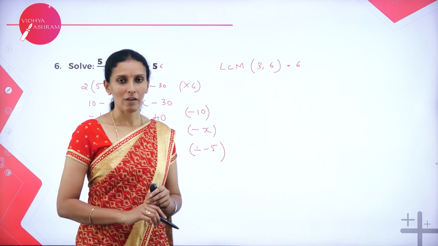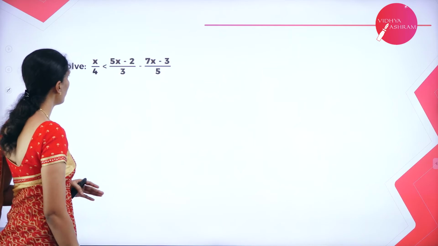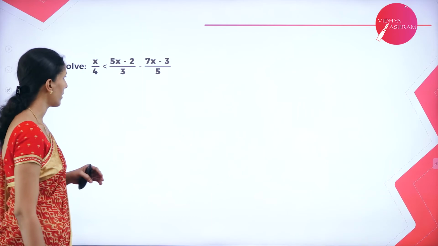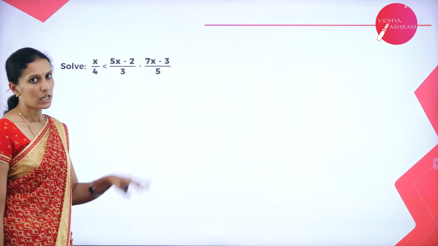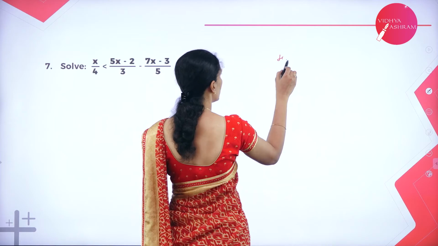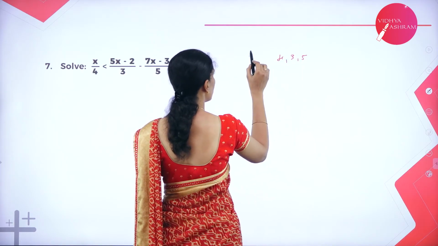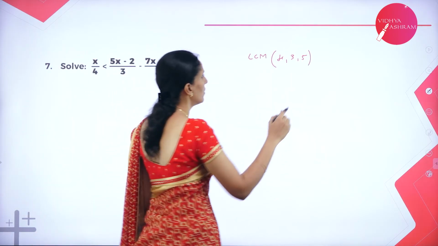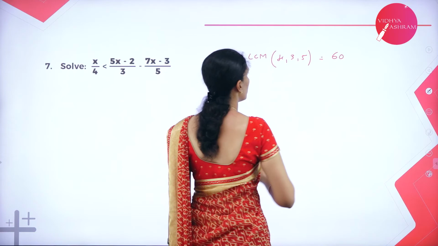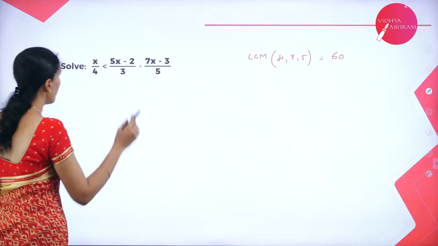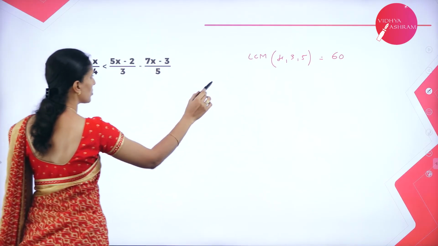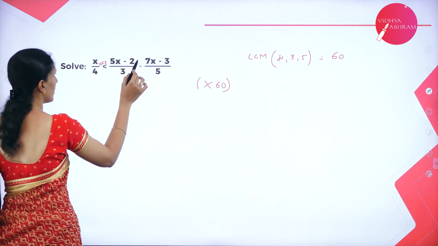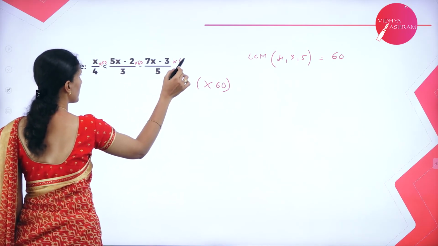Next one we have x by 4 less than 5x minus 2 by 3 minus 7x minus 3 divided by 5. So we have 4, 3, 5. Let us take the LCM of 4, 3 and 5. So the LCM is 60. Multiply 60 throughout the equation here. So x by 4 times 60, here also 60 you should multiply, here also 60 you should multiply.